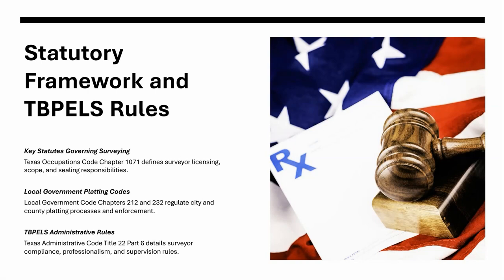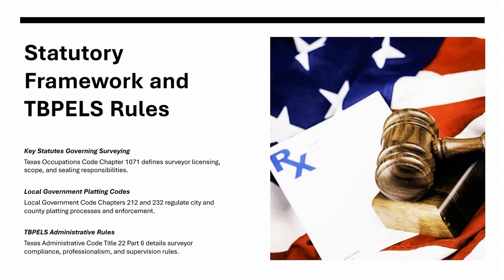So, in Texas, land surveying is regulated by statute and by the Texas Board of Professional Engineers and Land Surveyors. Two statutes anchor everything we do. First is the Texas Occupation Code, Chapter 1071, the Professional Land Surveying Practices Act. It defines who may practice, the scope of professional surveying, licensing pathways, and responsibilities like sealing official acts.